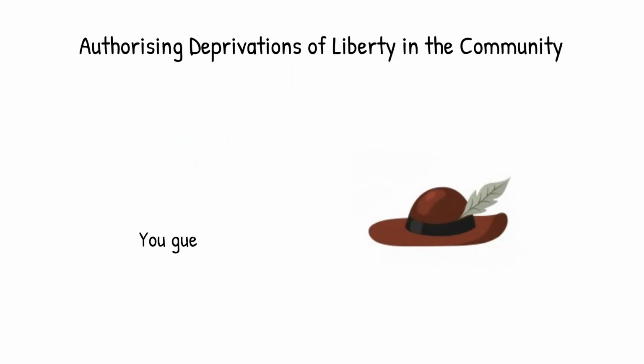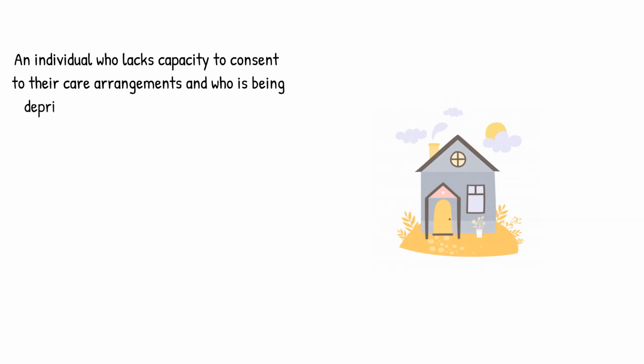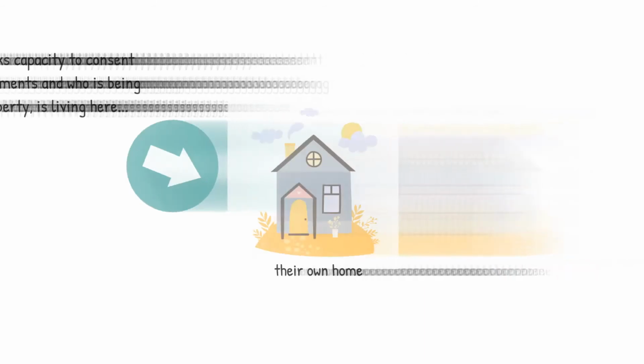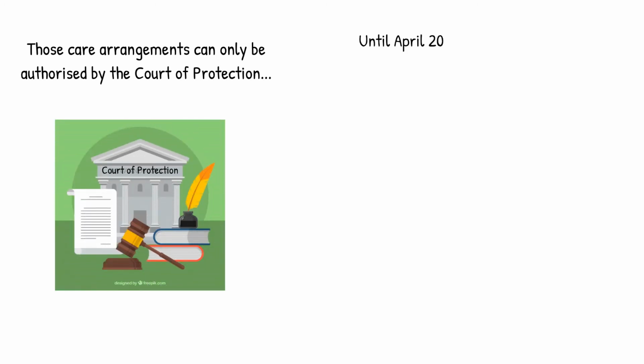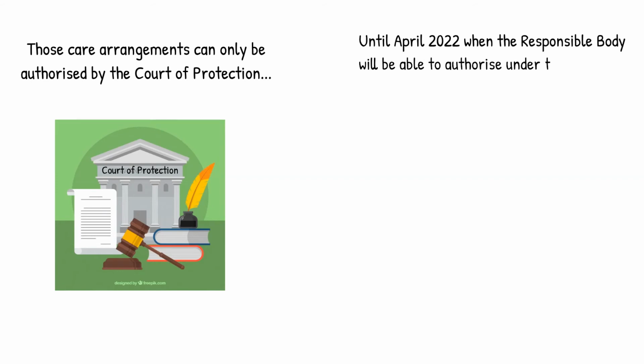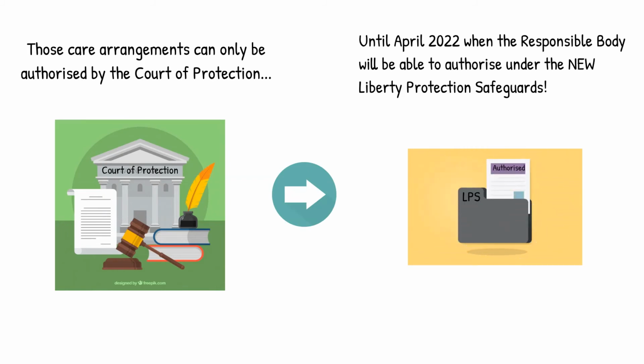Authorising deprivations of liberty in the community. If an individual lacks capacity and is identified as being deprived of their liberty within the community, aka their own home or supported living accommodation, then those arrangements need to be authorised by the Court of Protection. But watch this space, as Liberty Protection Safeguards, also known as LPS, which is due to replace DOLS in April 2022, will remove the need for the Court of Protection to authorise deprivations in the community. It will instead fall to the responsible body.